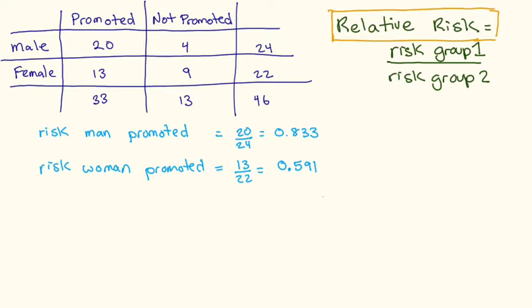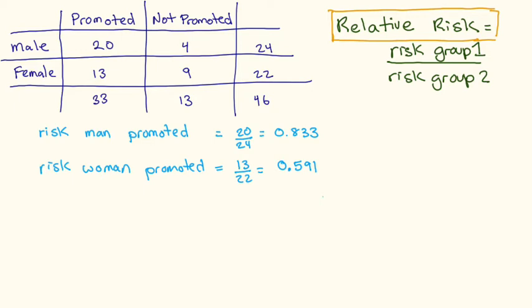Another thing we can do is look at relative risk. So far we've only looked at the male group. Now we're going to compare the male group to the female group. So we can see that the risk a man was promoted, or the probability, or the proportion, is 0.833, and the risk a woman was promoted is 0.591.